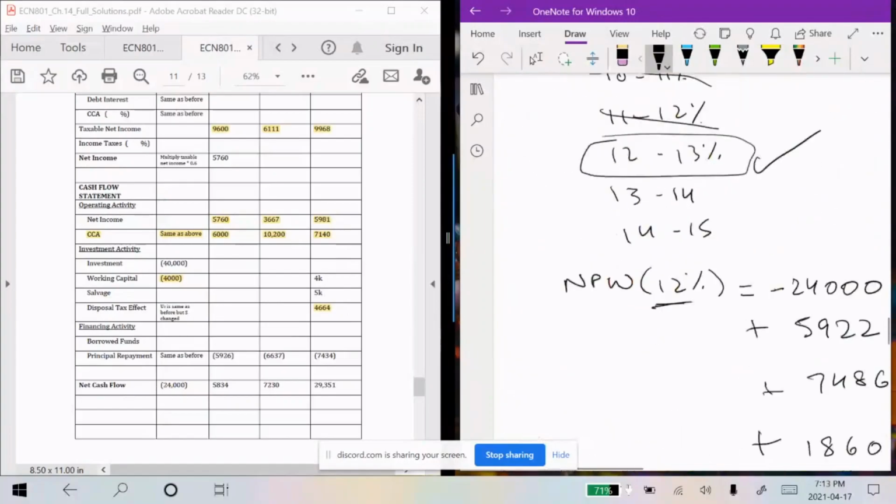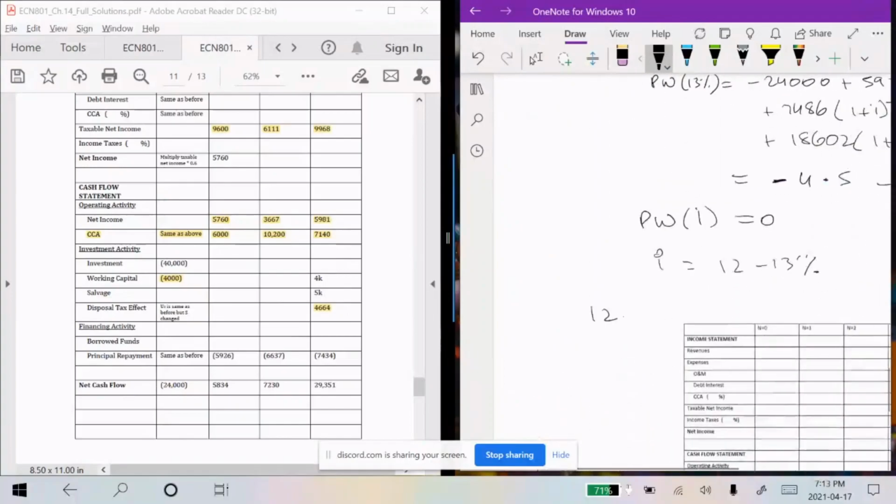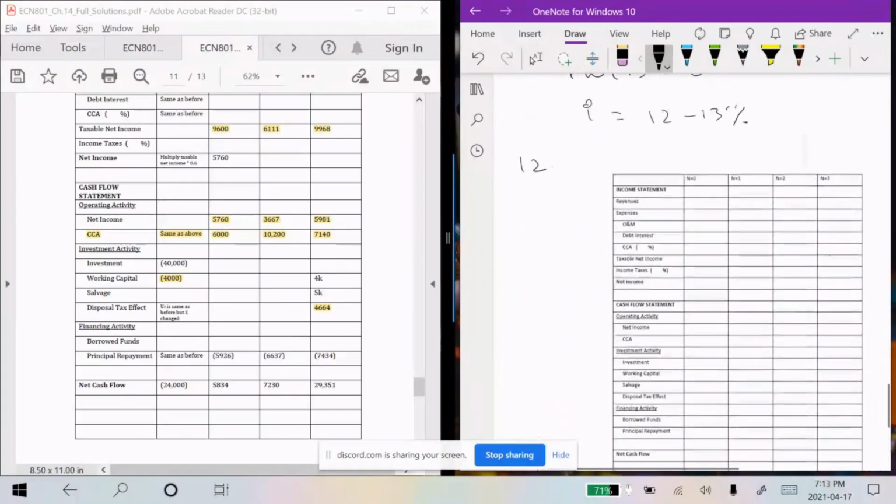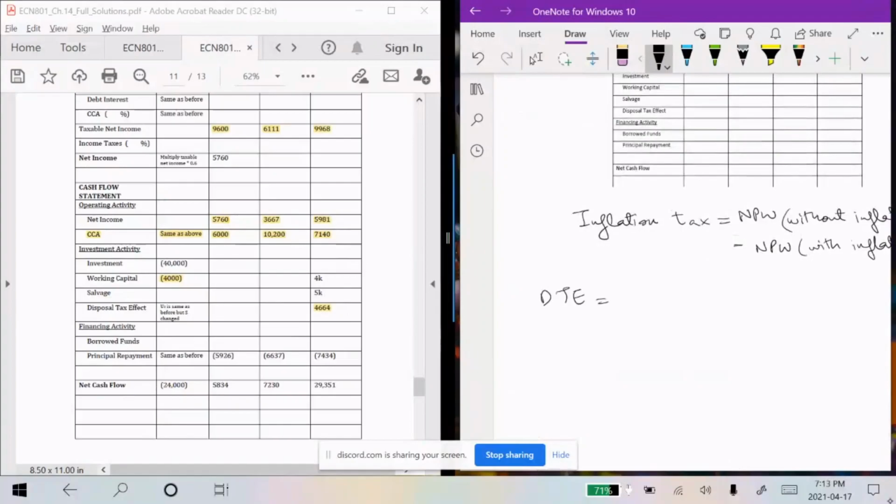The new DTE is going to be 16,660 minus 5,000 into the tax. That is 11,660 times 0.40, which you would get as 4,664 exactly.